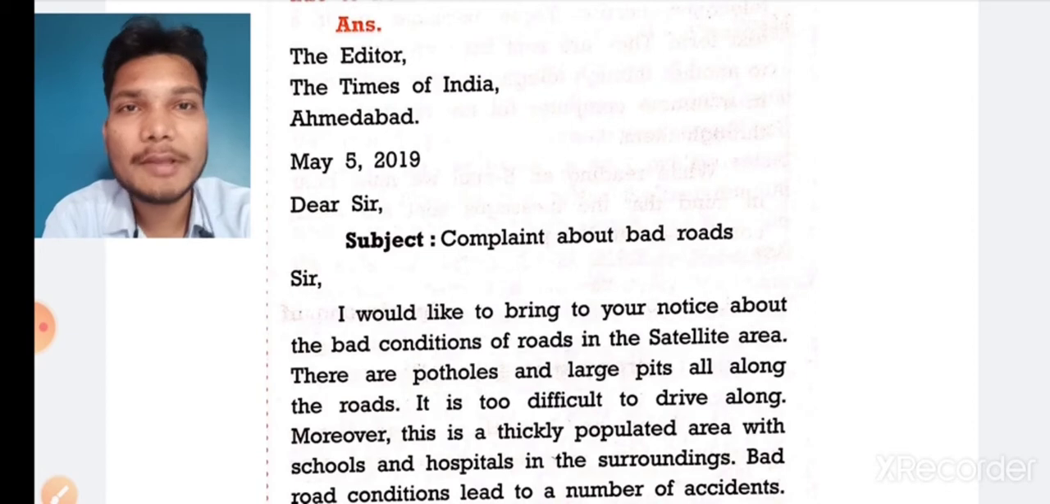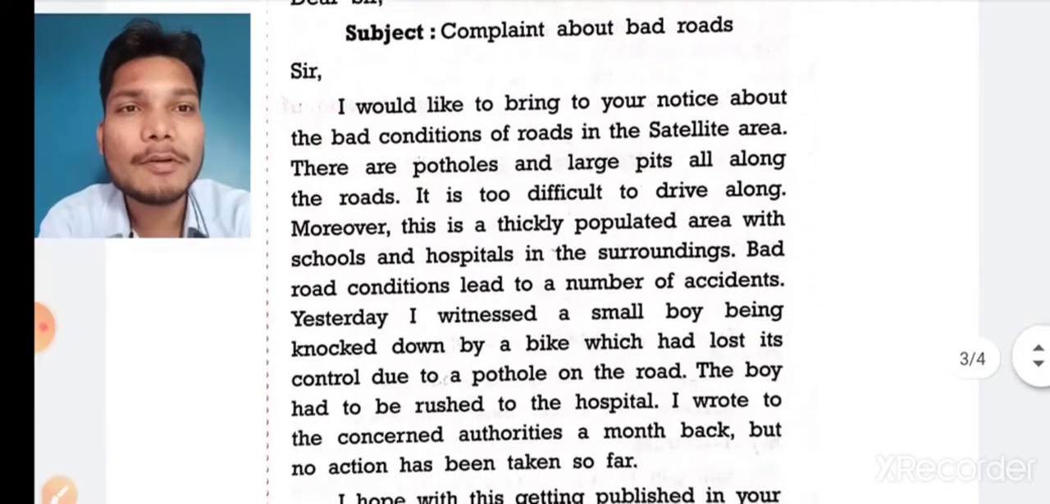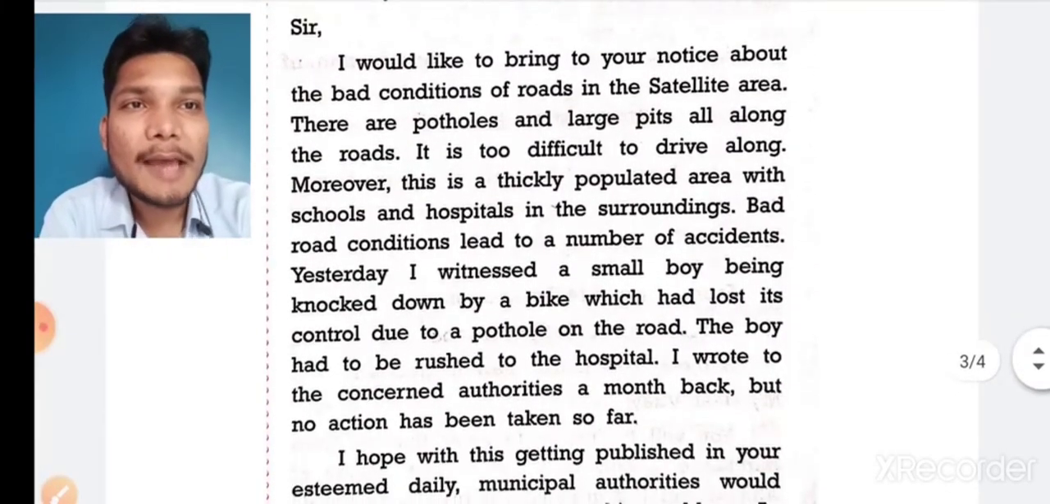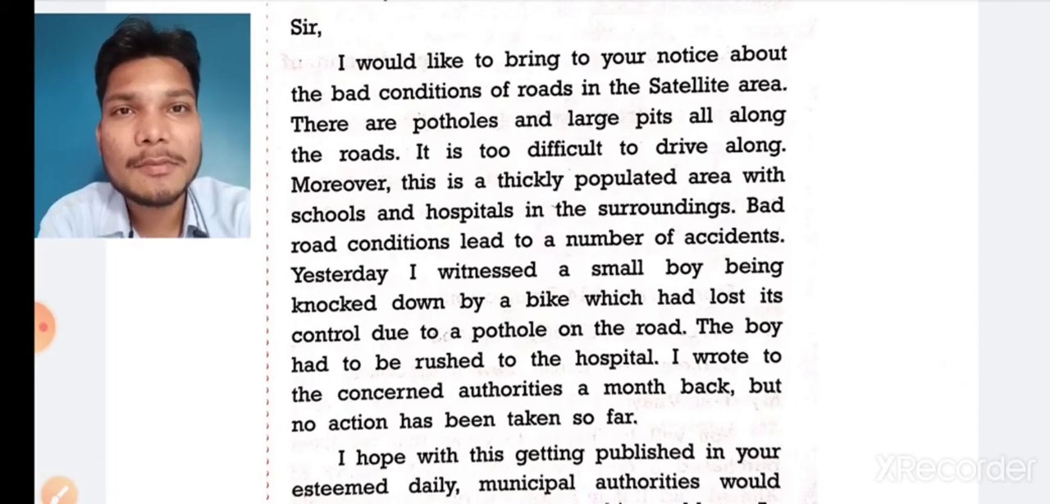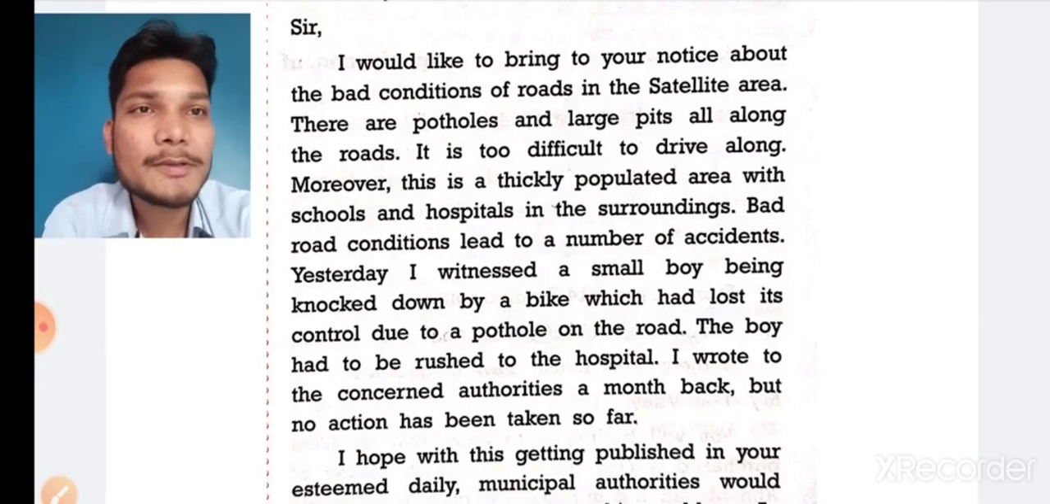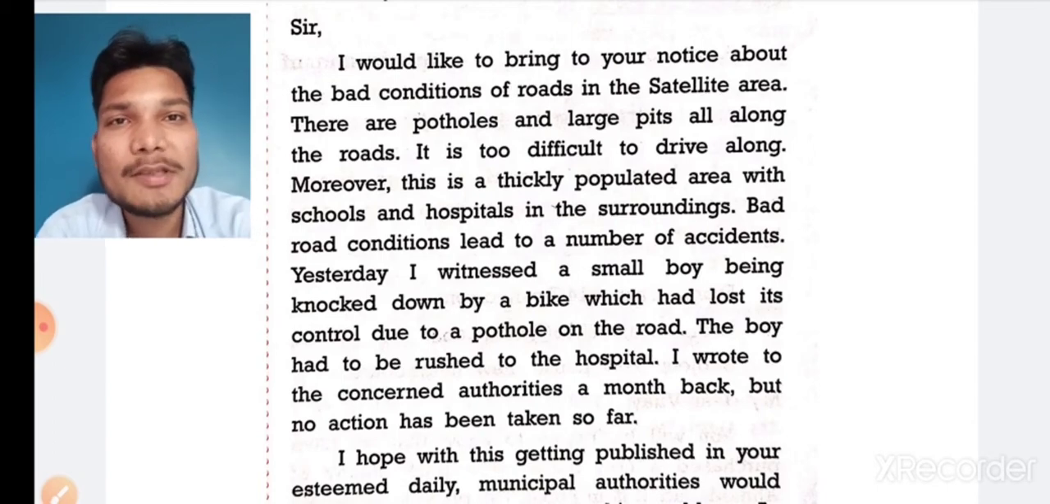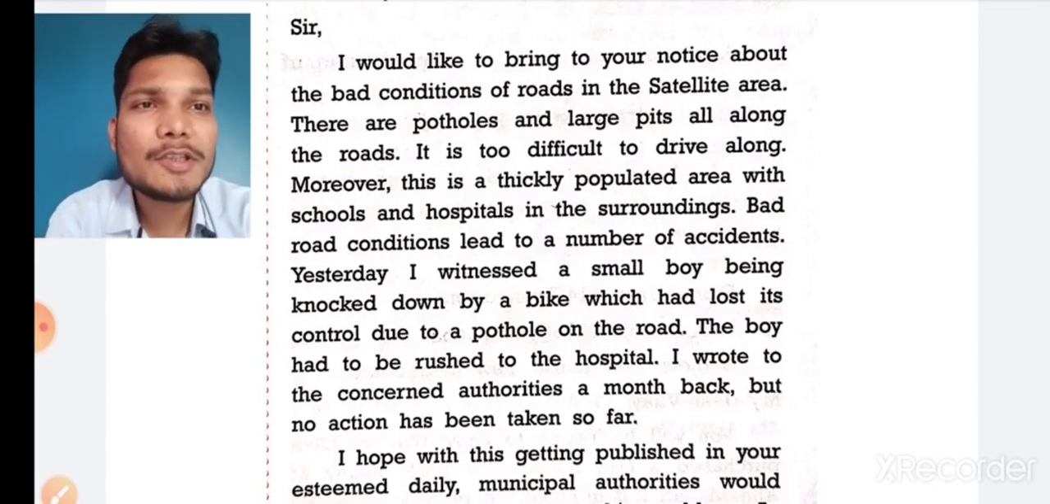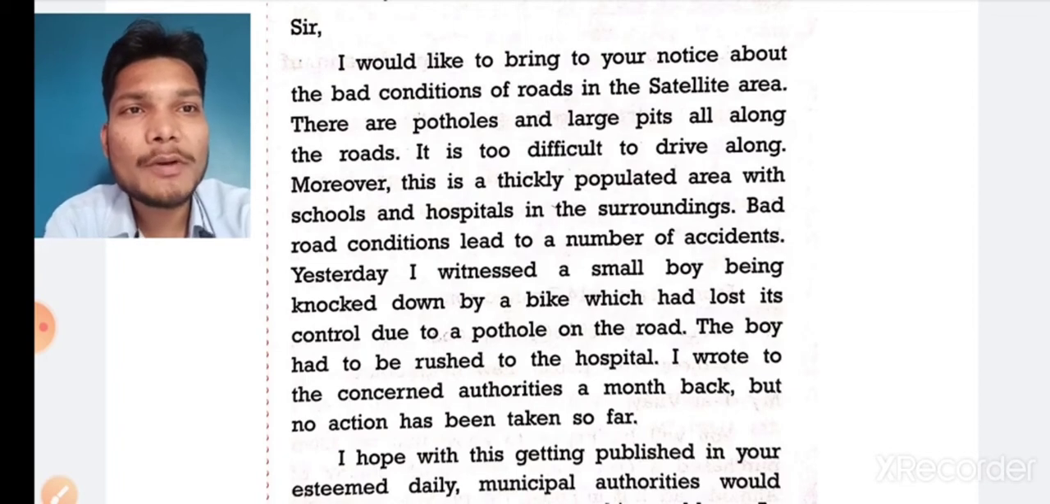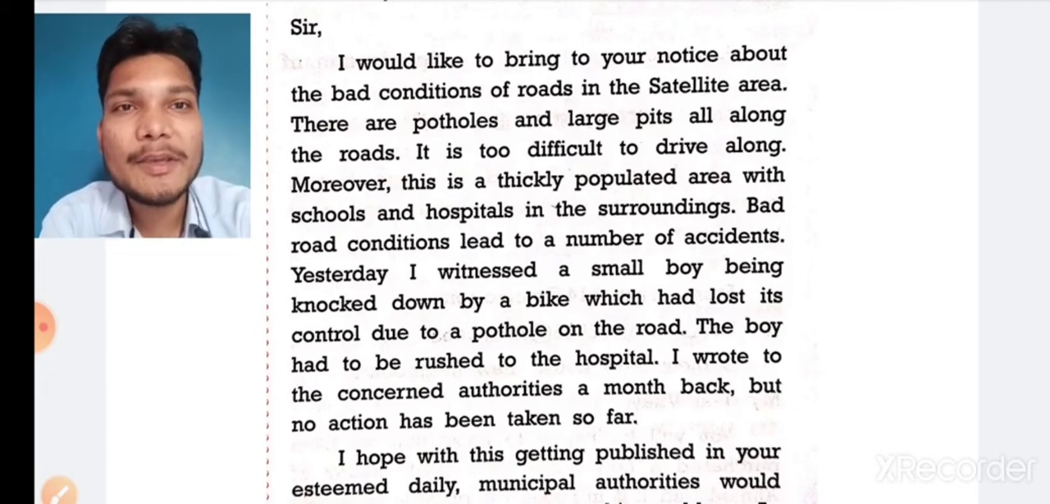Then come to the point, what you are writing for. I would like to bring to your notice the bad condition of the roads in Satellite area. You have to describe your area first of all. Then, there are potholes and large pits all along the roads. It means it is a very dirty place. It is too difficult to drive along. Moreover, this is a thickly populated area with schools and hospitals in the surroundings. So you are describing your area.